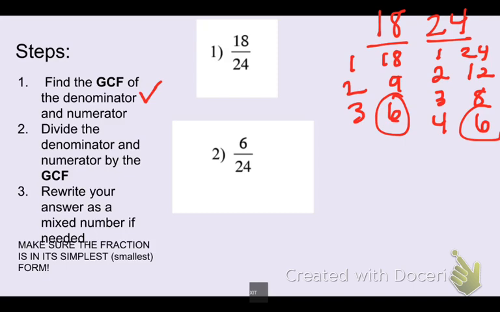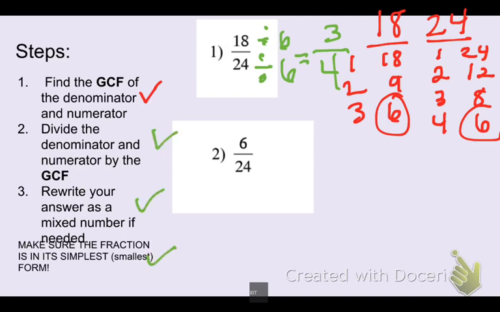So let's go ahead and do that. I'm going to switch to green. So I'm dividing the denominator by my 6, and I'm dividing my numerator by my 6. I'm going to get a new number. So I can say that 18 divided by 6 gives me 3, and that 24 divided by 6 gives me 4. So if I were to reduce this fraction, my new answer is 3 over 4. That is in its simplest and smallest form.